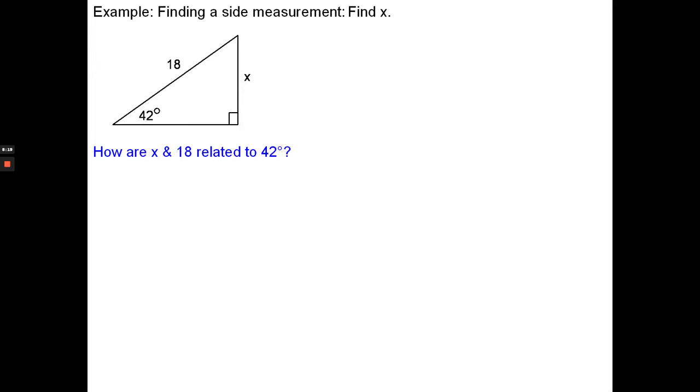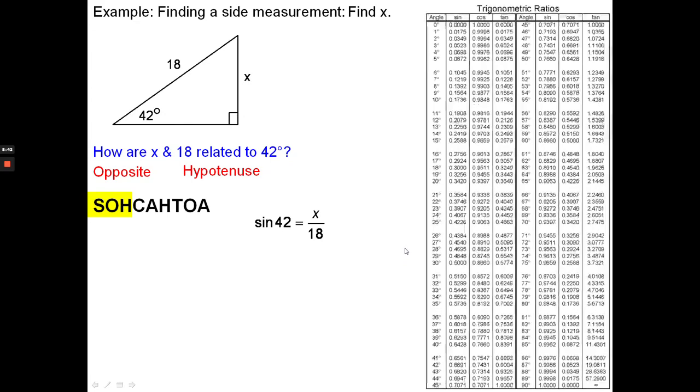All right, so how are x and 18 related to 42 degrees? Well, x is opposite and 18 is the hypotenuse. So using SOHCAHTOA, opposite and hypotenuse are sine. So we're going to say sine of 42 equals opposite, which was our x, over hypotenuse 18, so x over 18. We're going to use our table to find the ratio for sine of 42. So you're going to go through your sine columns, find your angle 42, which is 0.6691. You're going to replace sine of 42 with 0.6691.